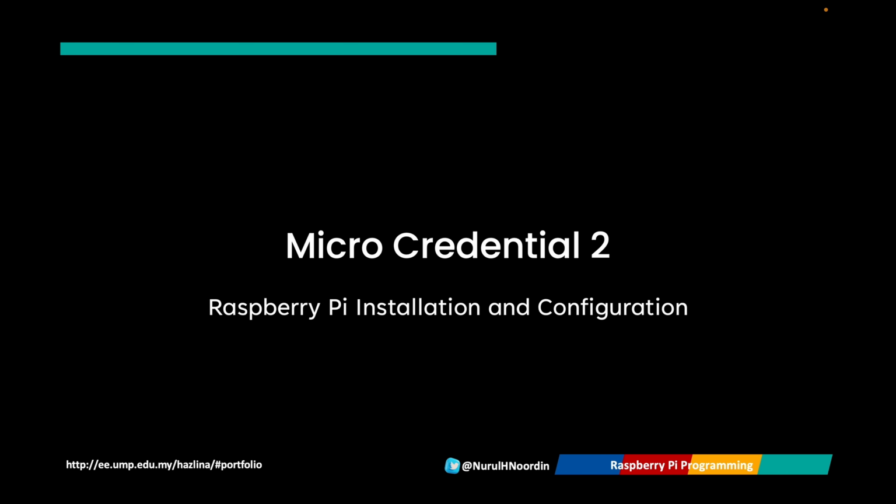external components. In this Microcredential number 2, we will cover the essential steps to prepare Raspberry Pi for software and hardware integration. By the end of this course, students will be able to confidently install, configure, and operate a Raspberry Pi, laying the groundwork for more advanced applications in embedded system and Internet of Things projects.